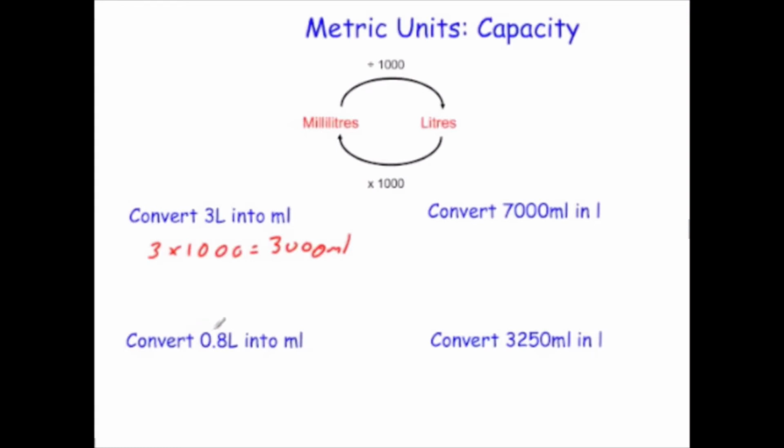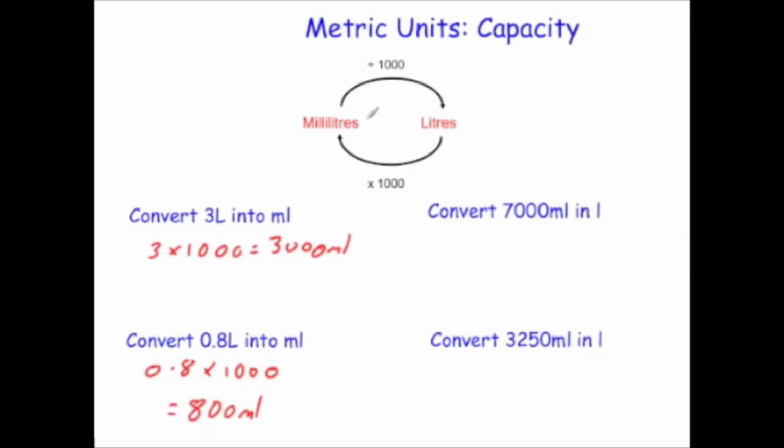Next, convert 0.8 litres into milliliters. To go from litres to milliliters, remember, times by 1,000. So we've got 0.8 times by 1,000. Whenever you times 0.8 by 1,000, you move the decimal place 3 times: 8, 80, 800. So the answer would be 800 milliliters.